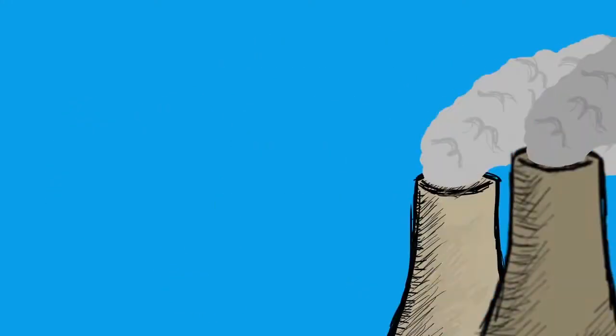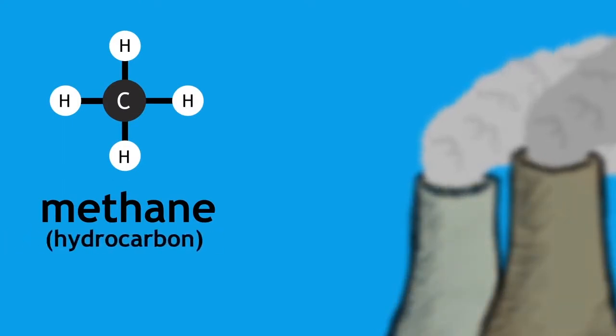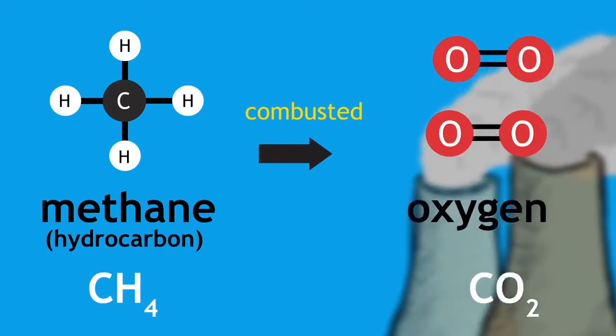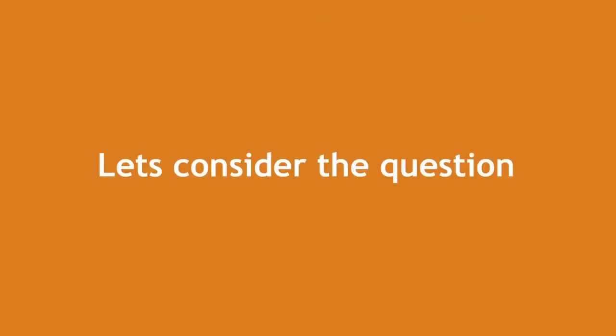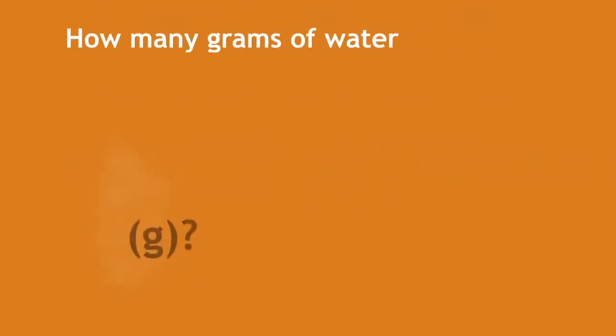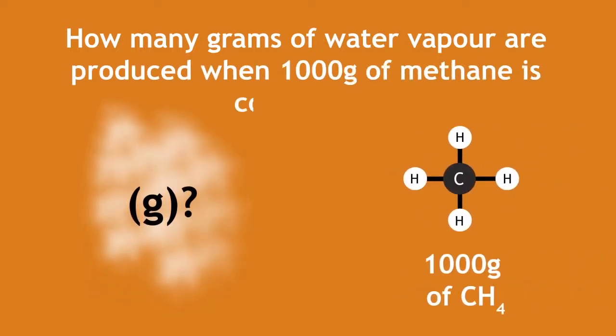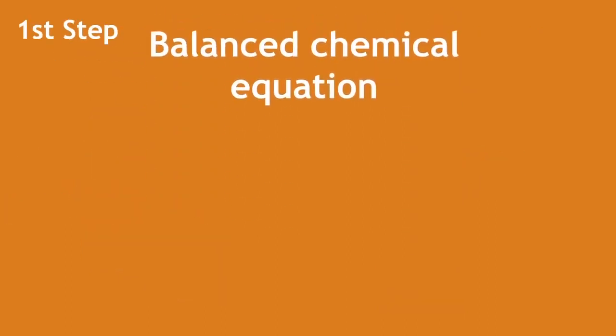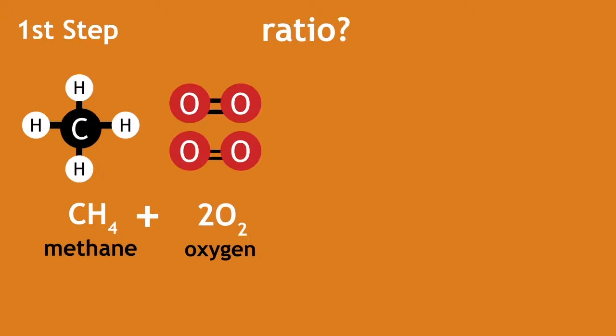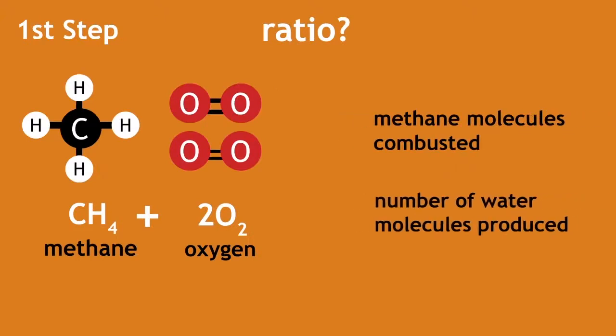In a different power station, methane, a hydrocarbon, with the chemical formula CH4, can be combusted with oxygen. Let's consider the question: how many grams of water vapour are produced when 1,000 grams of methane is combusted? The first step is to use a balanced chemical equation. What do you think the ratio is between the number of methane molecules combusted and the number of water molecules produced? Pause, think, and continue when ready.